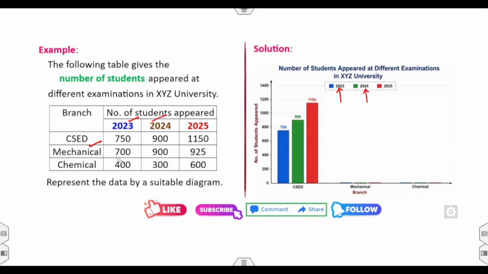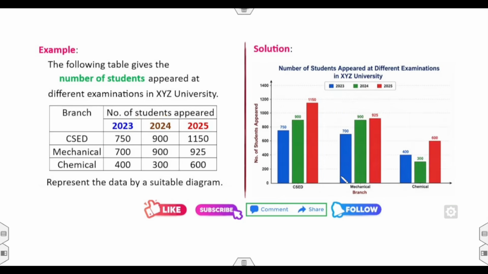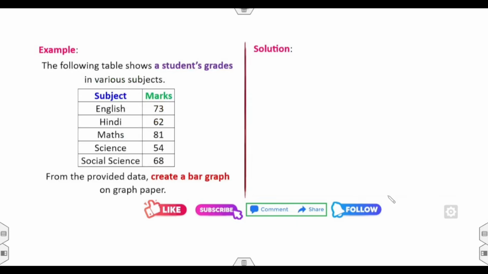Now the same we can do for the mechanical. Same height होनी चाहिए, same gap होना चाहिए, and you can write the bar graph corresponding to 700, 900, 925 corresponding to the frequency. अगर अब आपसे इसमें से कुछ आंसर पूछ लिया जाए, which one is the highest number of students, you can look at the bar graphs.